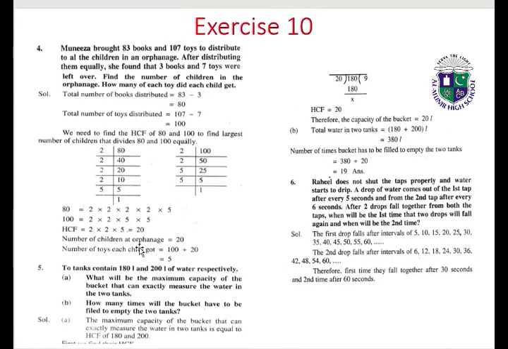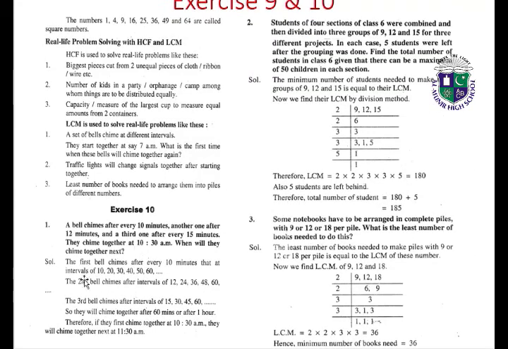Exercise number 10. A bell chimes after every 10 minutes, another one after 12 minutes, and a third one after every 15 minutes. They come together at 10:30 a.m. When will they come together next?